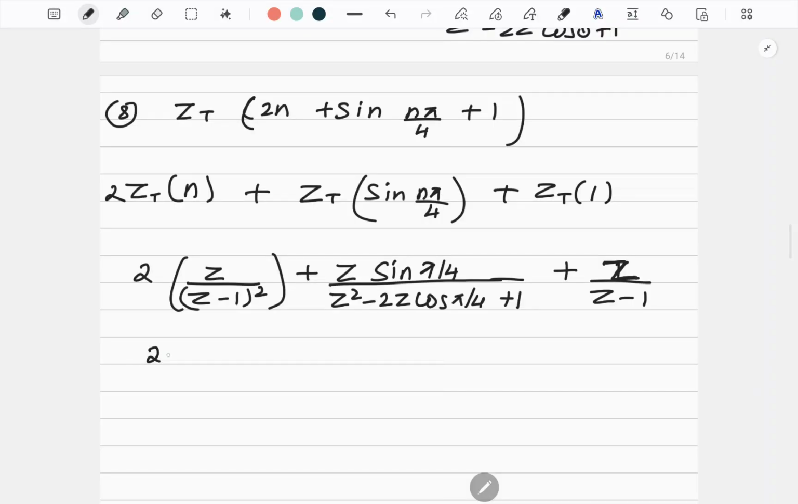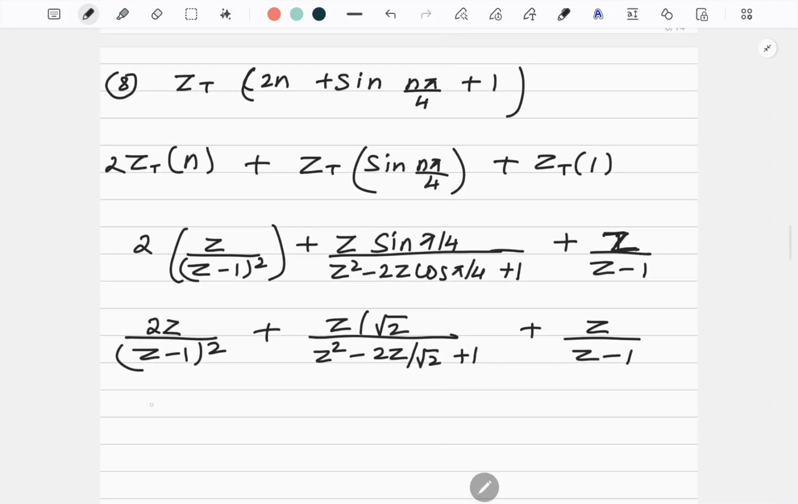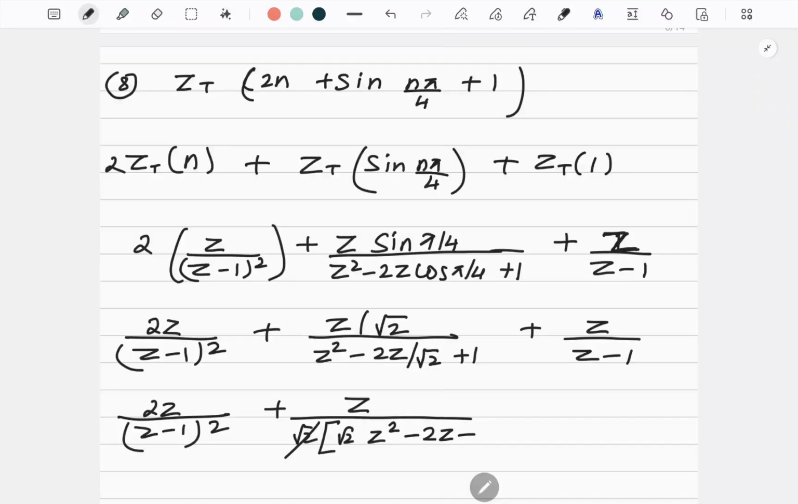Now, let us simplify it. 2z upon z minus 1 whole square plus z by root 2, because sin pi by 4 is 1 by root 2, upon z square minus 2z by root 2 plus 1, plus z upon z minus 1. So this is the answer. If you want to simplify the central term a little bit, you can definitely simplify it like this. z upon root 2, and this root 2 and root 2 will get cancelled. So z upon root 2 z square minus 2z plus root 2, plus z upon z minus 1. So this will be the answer for the question.